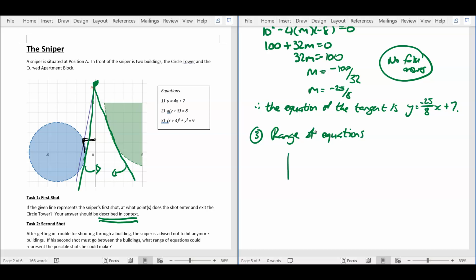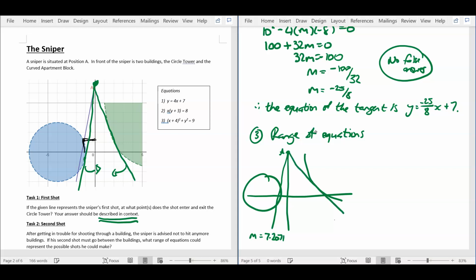So we'll draw probably a diagram to support our answer here. The circle's over here, the sniper was up here. So this tangent here had a gradient of, just turning my page to see the exact number, 7.2071. The second tangent here had a gradient of negative 25/8. So anything in between these would have been a valid range of shots.